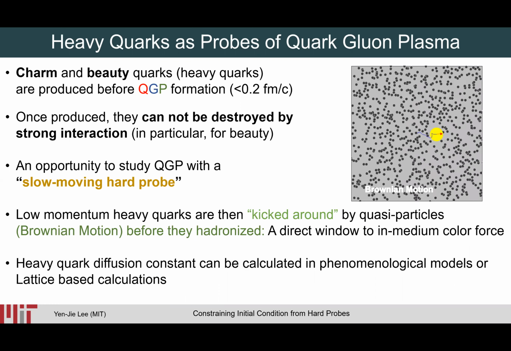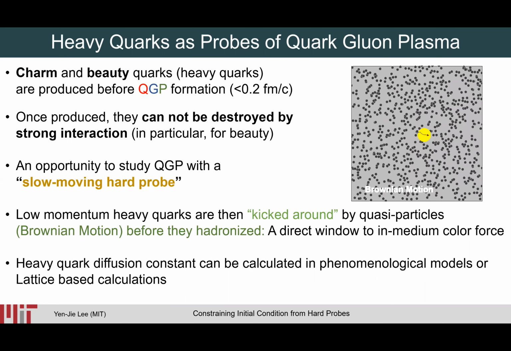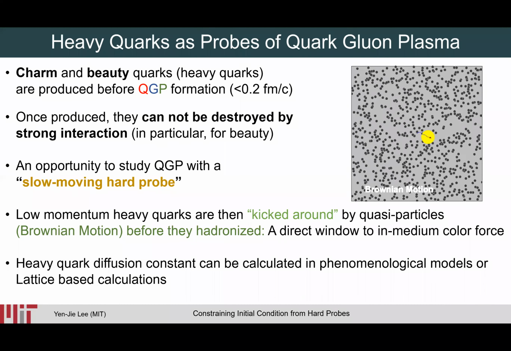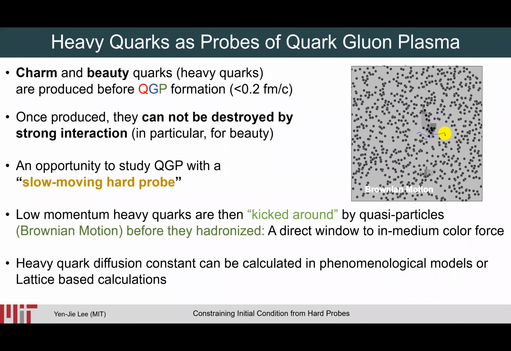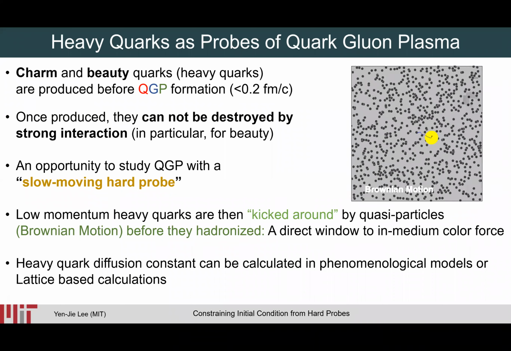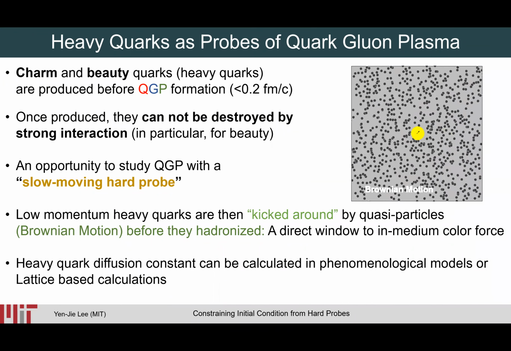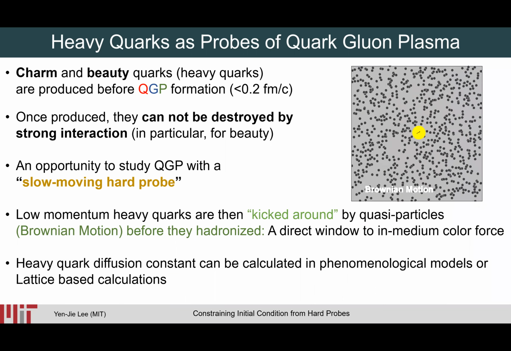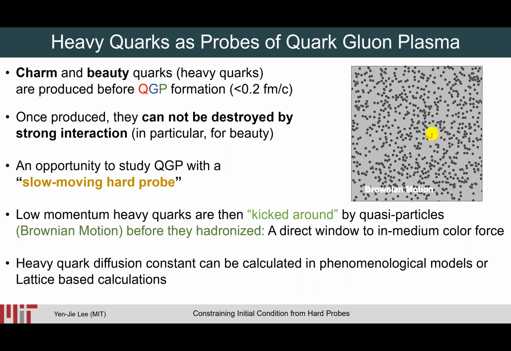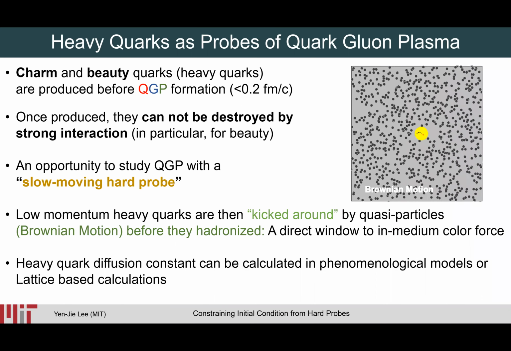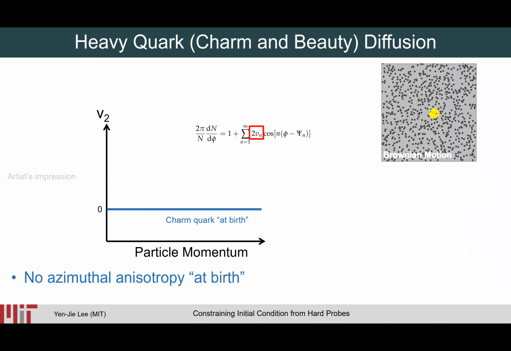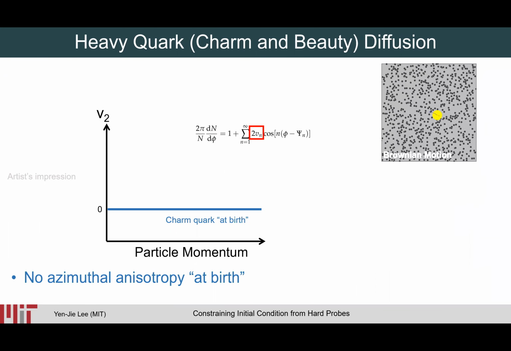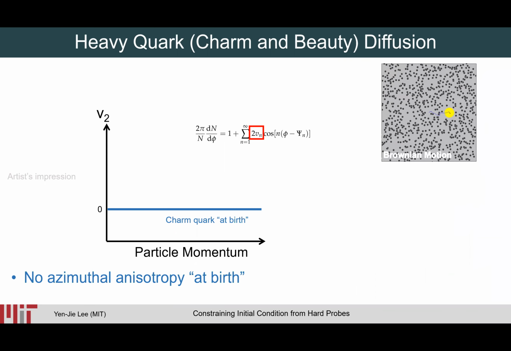And you can see from here that essentially what happens is that those heavy quarks are kicked around by quasi-particles before they are hadronized. So this means that the heavy quark diffusion can be a very useful way to quantify the interaction with the color force and also the transport property of the medium. And this is an illustration of how the heavy quark acquires the v2.